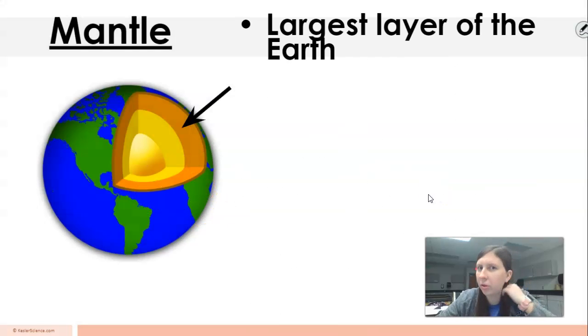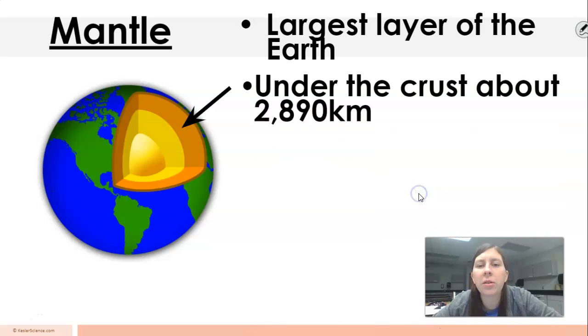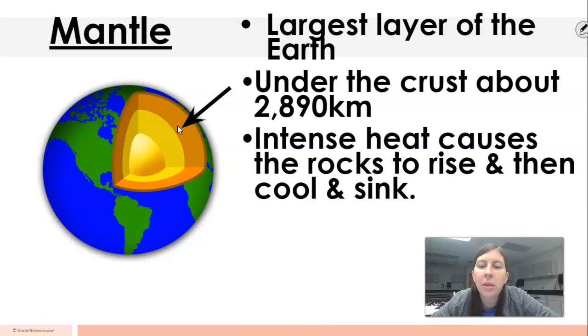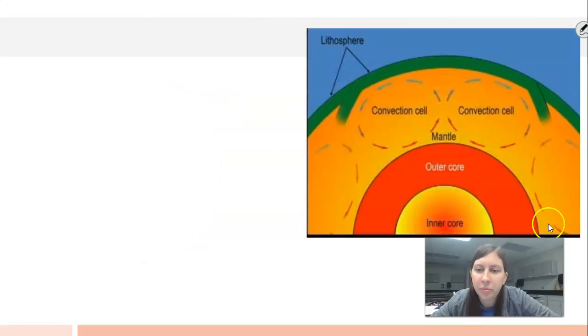Next we have the mantle. This is the largest layer of the Earth, and it starts right under the crust and goes about 2,890 kilometers deep. So it's very thick. The super intense heat from the core causes the rocks in the mantle to rise, and as they get away from the core, they start to cool, and that makes them sink again. We call this movement convection currents.